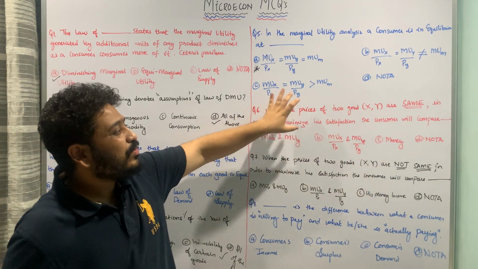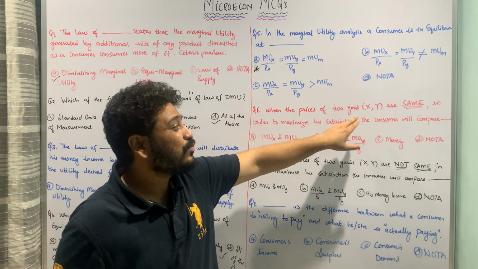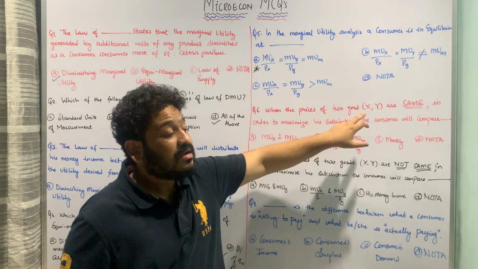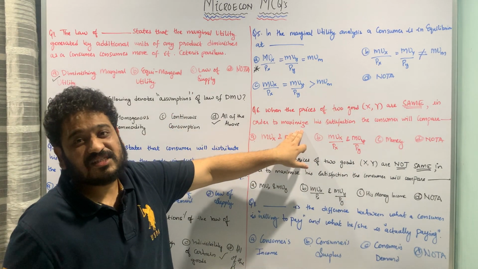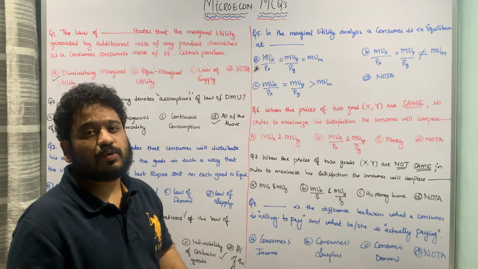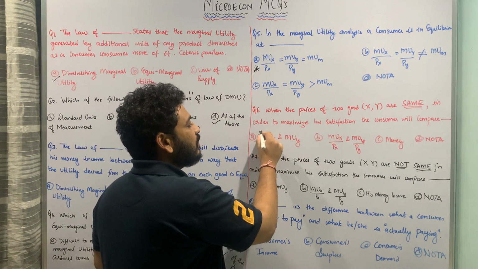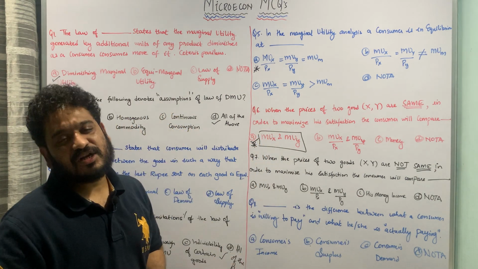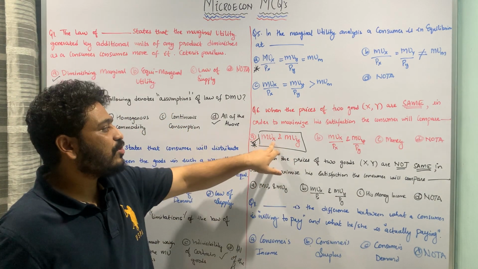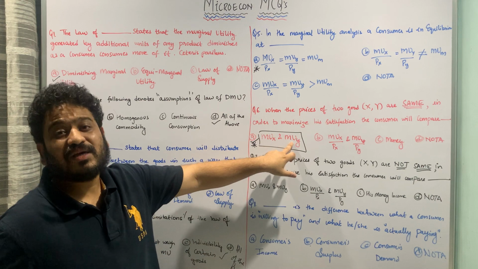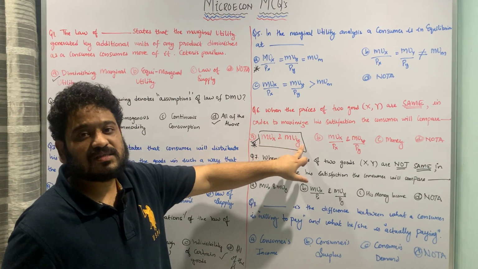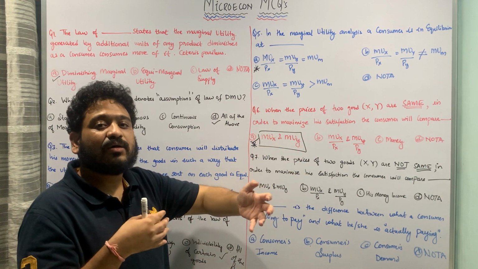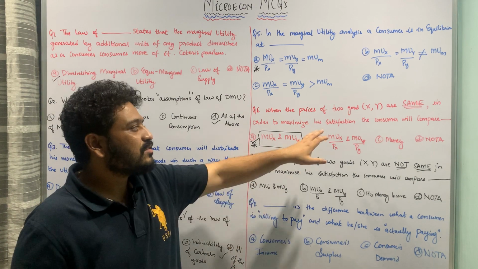So here, please remember, whenever the prices of two goods x and y are the same, in order to maximize his or her satisfaction, a consumer is always going to look at something called this. That means he or she is going to compare the marginal utility he or she is going to derive from x and the marginal utility he or she is going to derive from the consumption of y, and accordingly he will adjust his consumption basket.